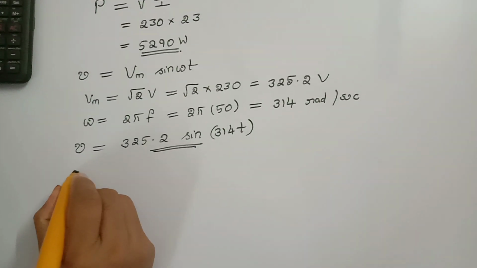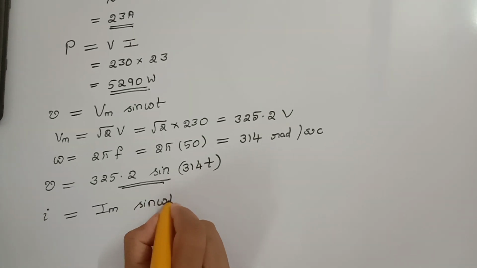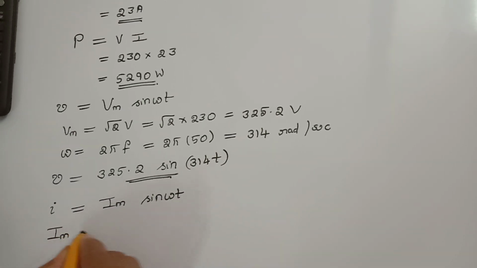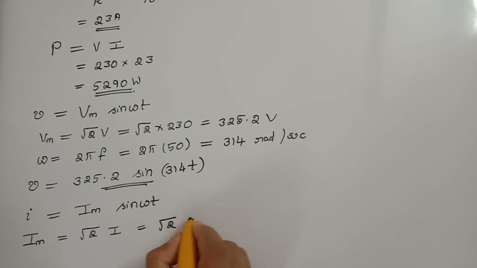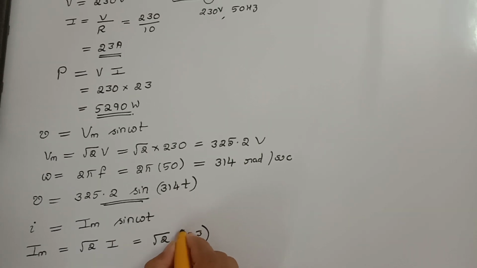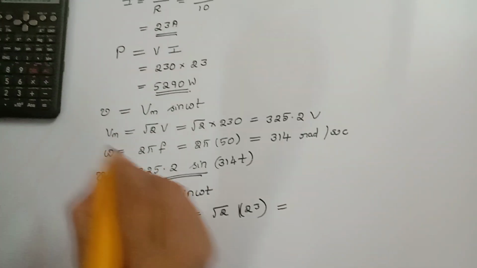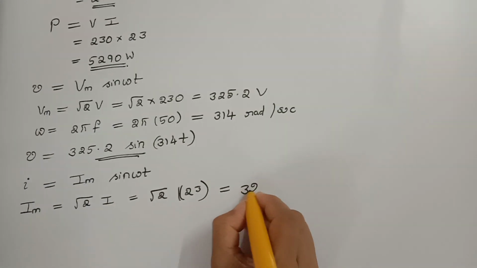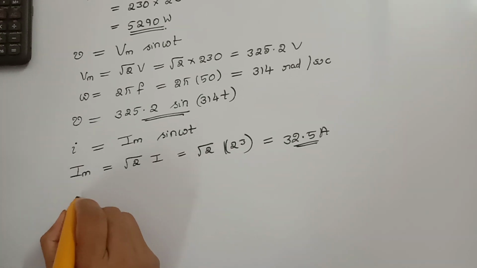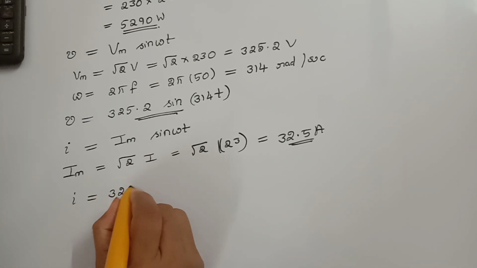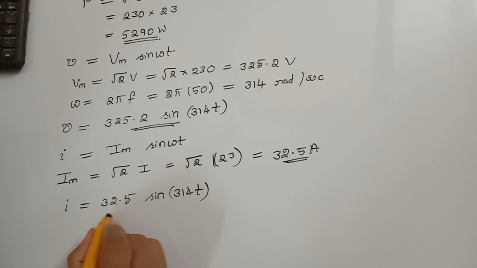Similarly, for the current, equation is given by i is equal to Im sine omega t. We'll calculate first Im. Im is root 2 into I. So it is root 2 times 23 amps. We'll get 32.5 amps. So we'll write in the form of equation i is equal to 32.5 sine of 314 t is the equation for current.